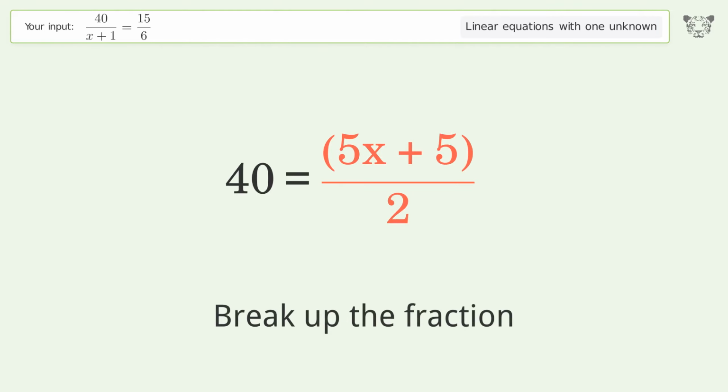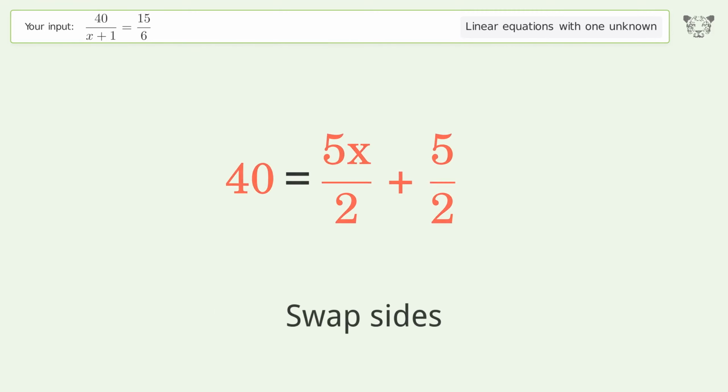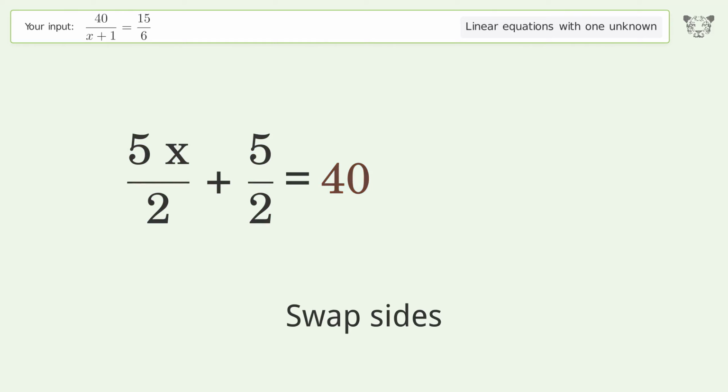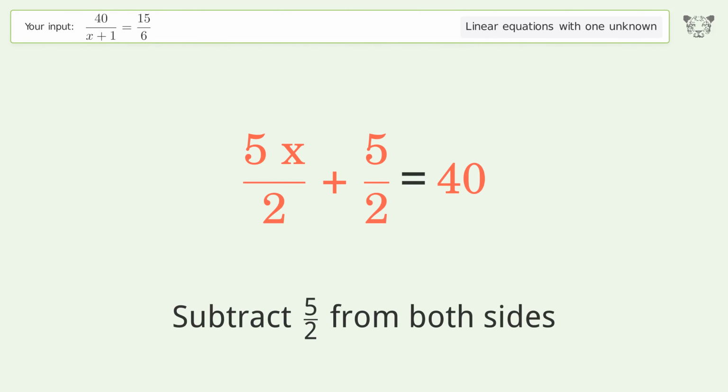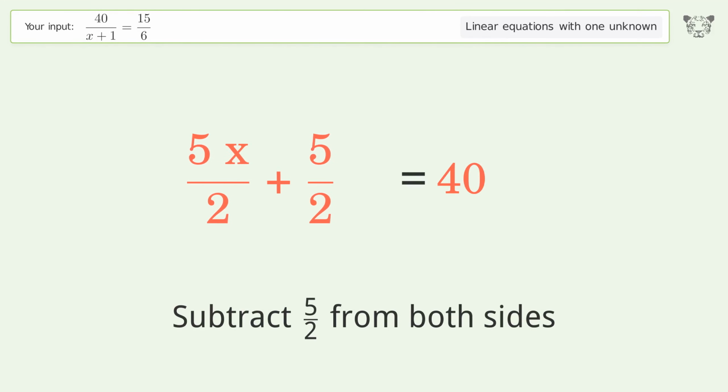Break up the fraction. Swap sides. Group all constants on the right side of the equation. Subtract 5/2 from both sides.